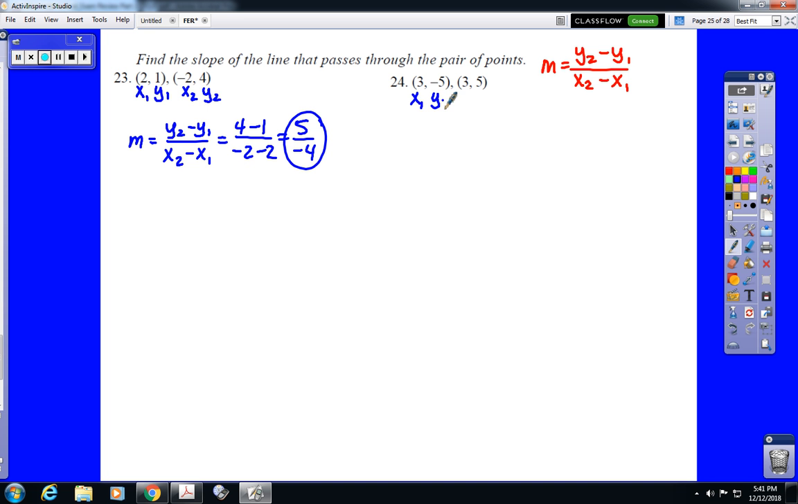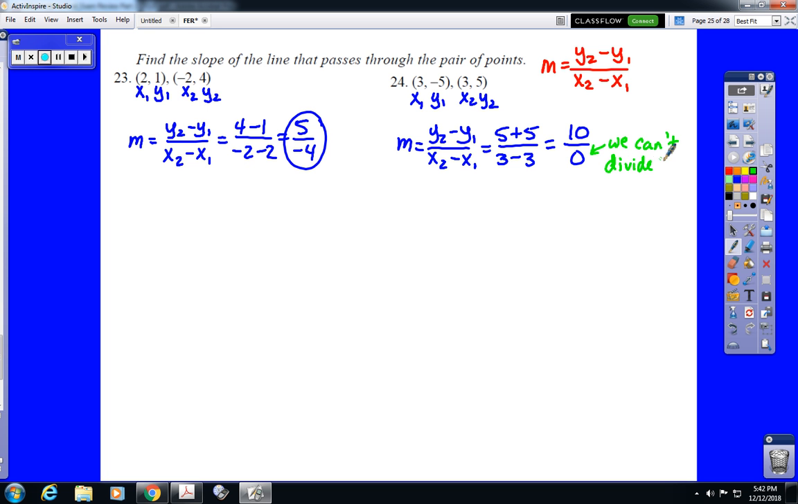And on number 24, x1, y1, x2, y2, this one actually gives us a little bit of a challenge in remembering, because when we plug in our numbers, we have 5 minus negative 5 over 3 minus 3, which would be 10 divided by 0. But we can't divide by 0. If the 0 were on top, that's no problem. We just get an answer of 0, but we're not allowed to divide by 0. So what happens here is that we say slope is undefined because we don't know how to divide by 0. That particular approach is undefined.